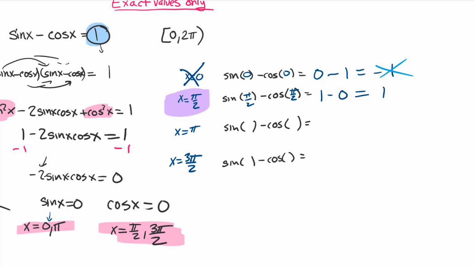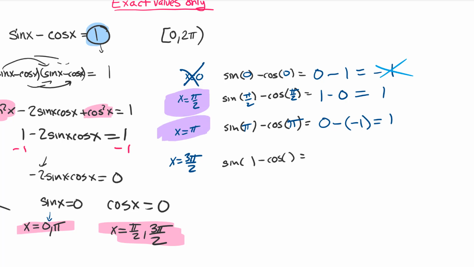Now we can take this pi and plug it in, see what that's going to turn into. Sine of pi is 0. Cosine of pi is -1. 0 minus what? Minus -1. That's +1. Well, shoot, we found it.